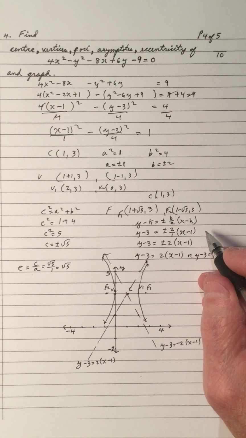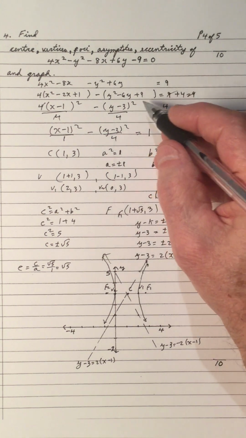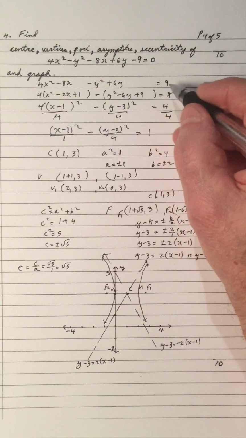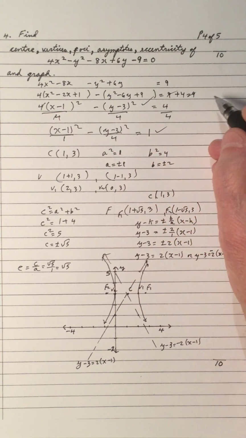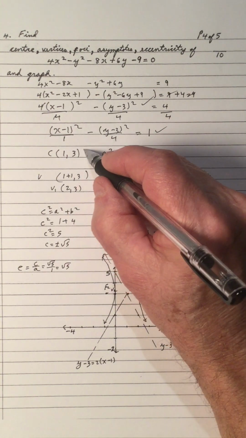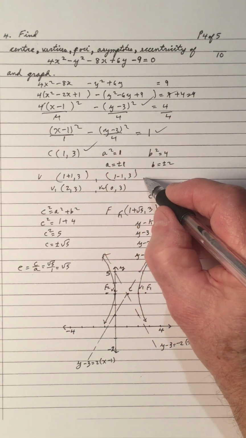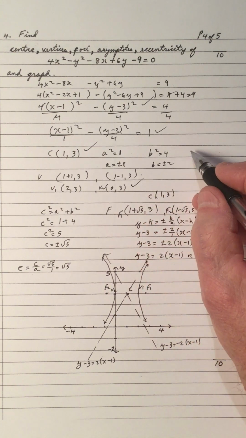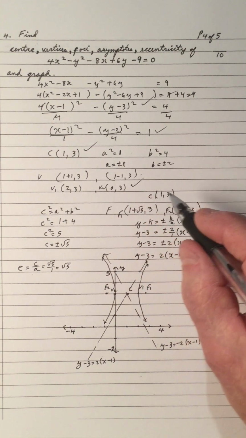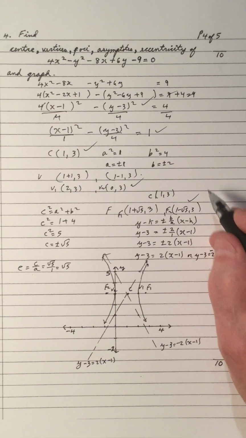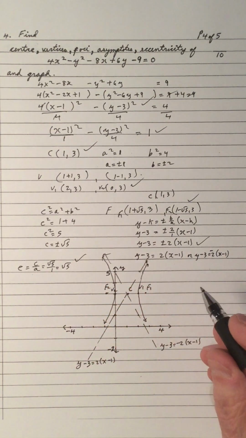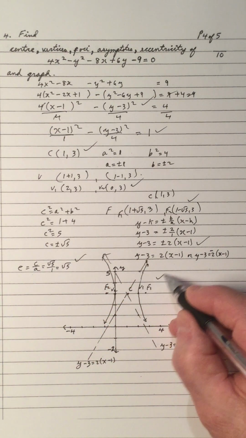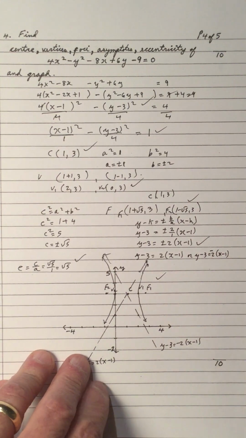If you started off with the equation in this form, and you change it to this form, it's another mark. If you get the center, you get a mark. If you get the vertices, you get a mark. If you get the foci, you get another mark. If you get the asymptotes correct, you get another mark. You get the eccentricity, you get a mark. And if you did the graphing like I have here, you get 3 more marks, so 10 altogether, distributed throughout.